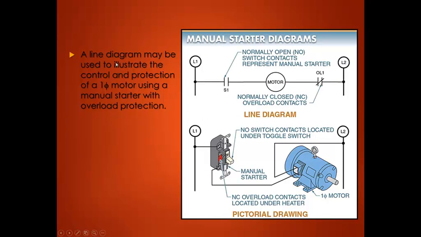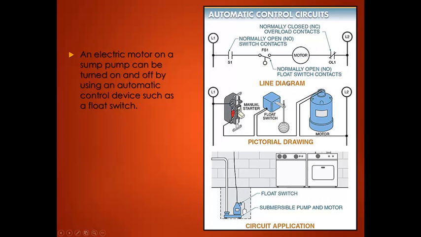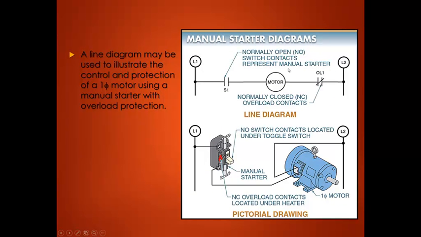A line diagram may be used to illustrate the control and protection of a single-phase motor using a manual starter with overload protection. So we have a manual starter contact here. We have a motor. And then we have our overload contacts wired in to protect our motor. So that's a line diagram. This is a pictorial diagram.